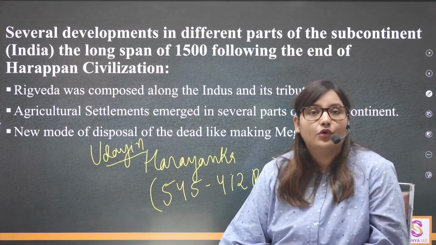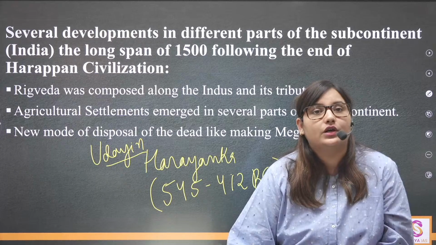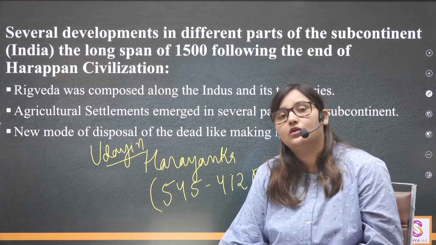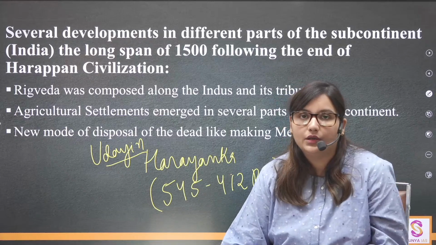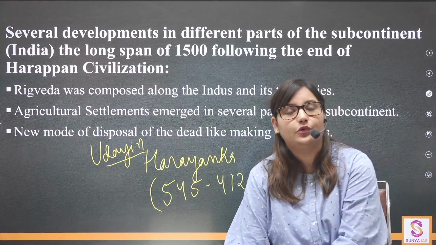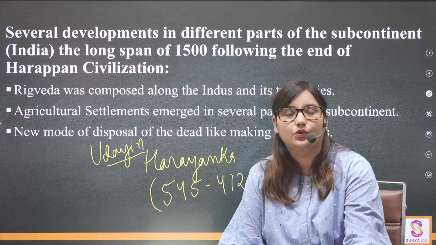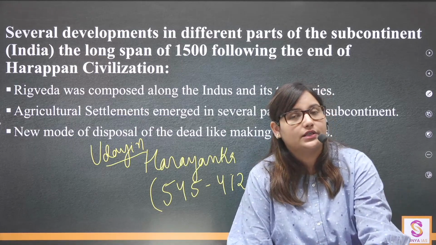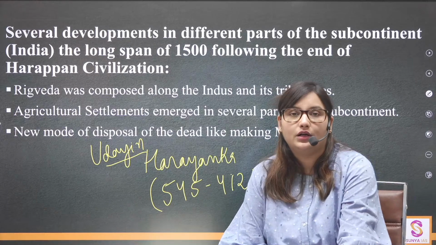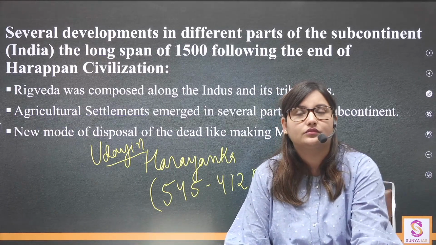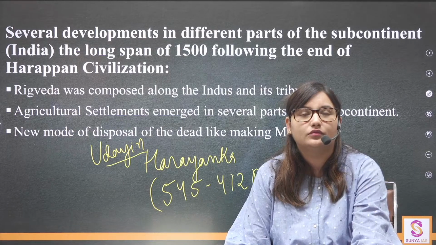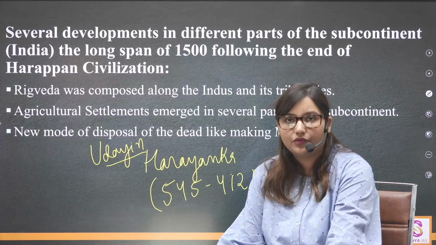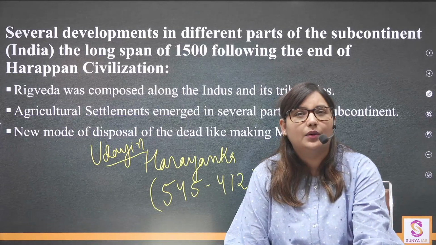He built the fort upon the confluence of river Ganga and Son at Patna, and he transferred his capital from Rajgir to Patliputra.